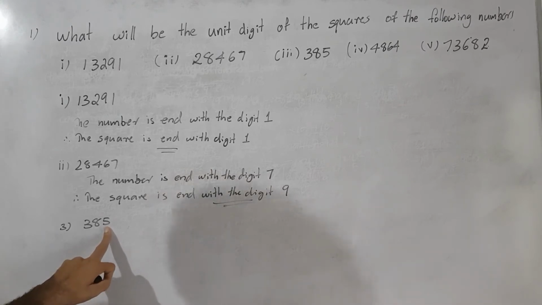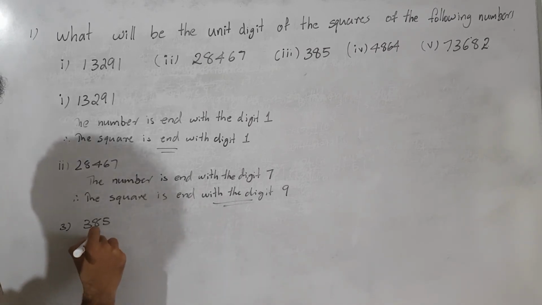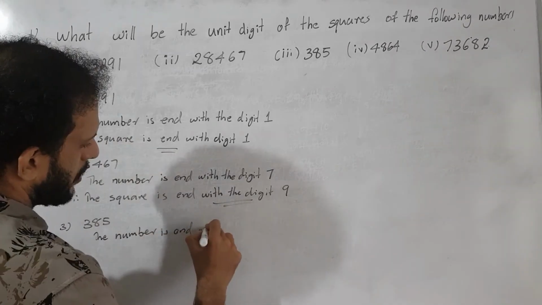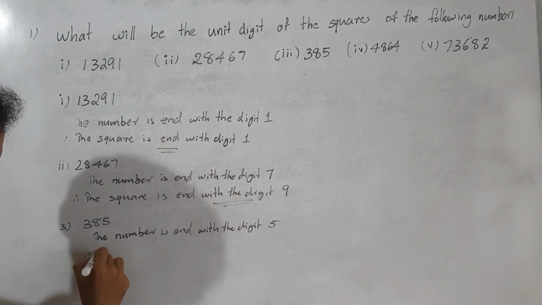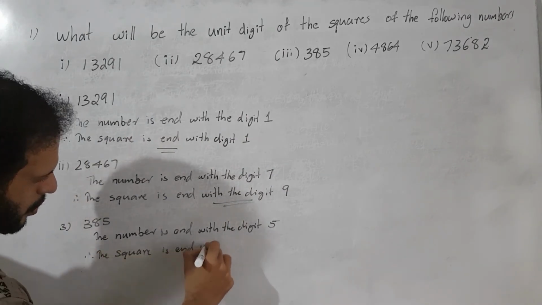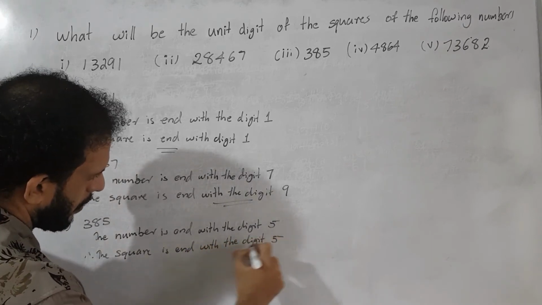If a number ends in 5, its square also ends in only which digit? Yes, only 5. Then how do you write? Then we write the number ends with the digit 5, therefore the square ends with the digit 5.